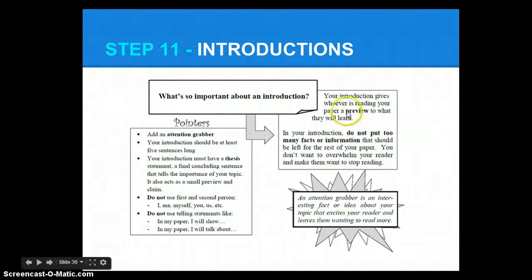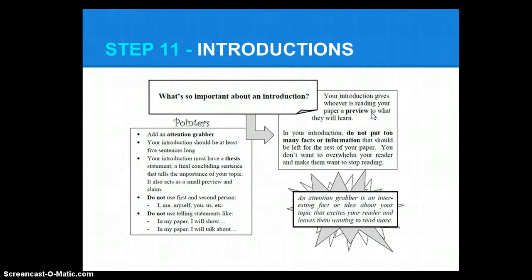What it does, it gives you a brief preview to what you'll learn. So this is much like going to a movie theater and watching a movie preview. You don't want to give away too much information to the reader because then they'll say, well, I already know everything, I don't need to watch the movie, or in your case, read your paper. So you don't want to add so much information that it's going to overwhelm your reader.